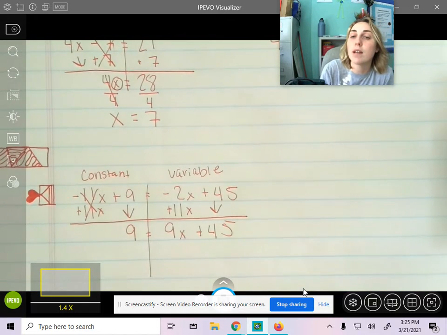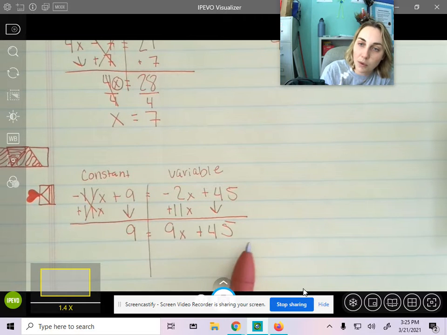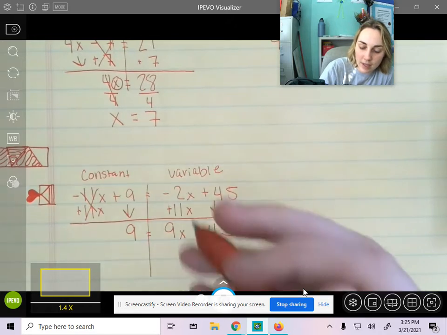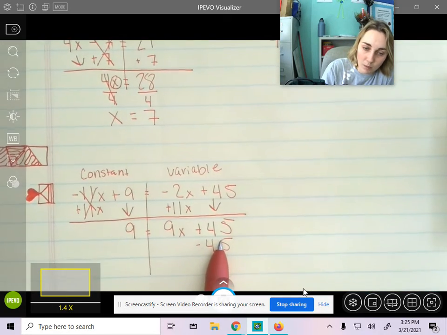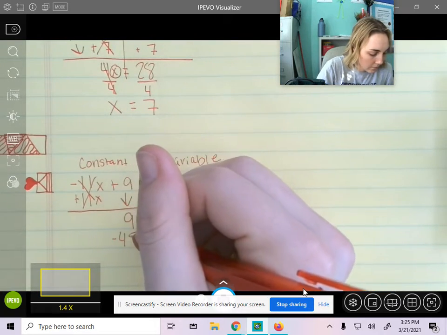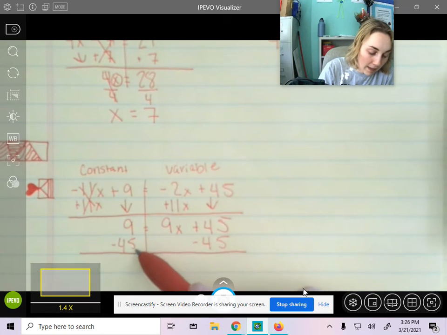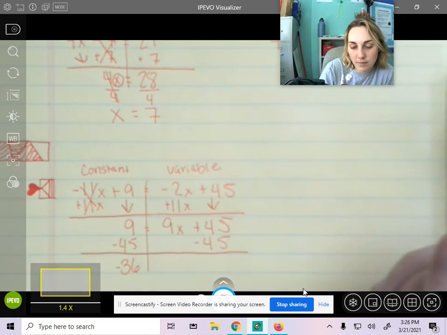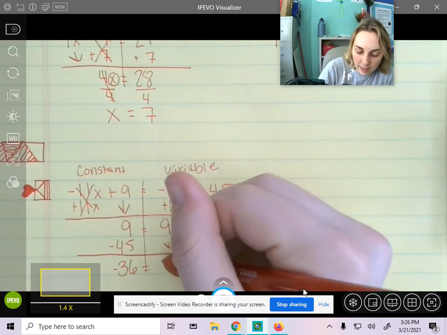Now that I've moved my variables, now I'm going to move my constants to the constant side. So I got to move this 45. So I got to get rid of it. So the opposite of a positive 45 is a negative 45. If I do that on one side, I have to do that on the other side as well. And then I can go ahead and solve again. 9 minus 45 is going to give me negative 36. These cancel out. And I'll bring down my 9x.